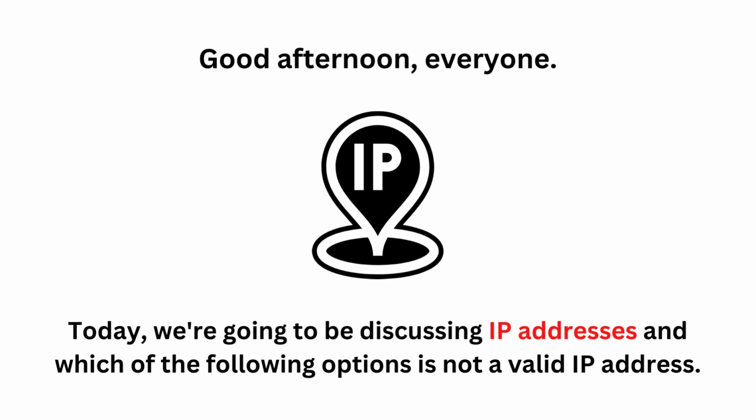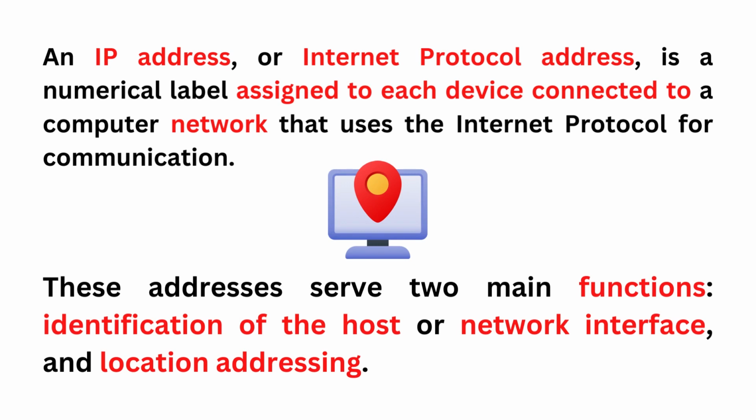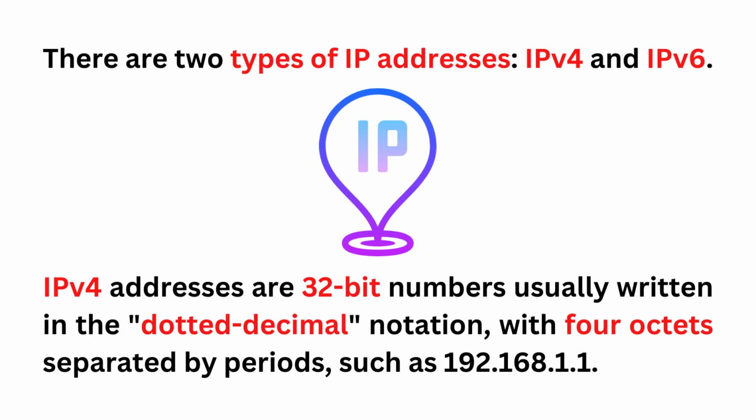Today, we're going to be discussing IP addresses and which of the following options is not a valid IP address. An IP address, or Internet Protocol address, is a numerical label assigned to each device connected to a computer network that uses the Internet Protocol for communication. These addresses serve two main functions: identification of the host or network interface, and location addressing. There are two types of IP addresses, IPv4 and IPv6.